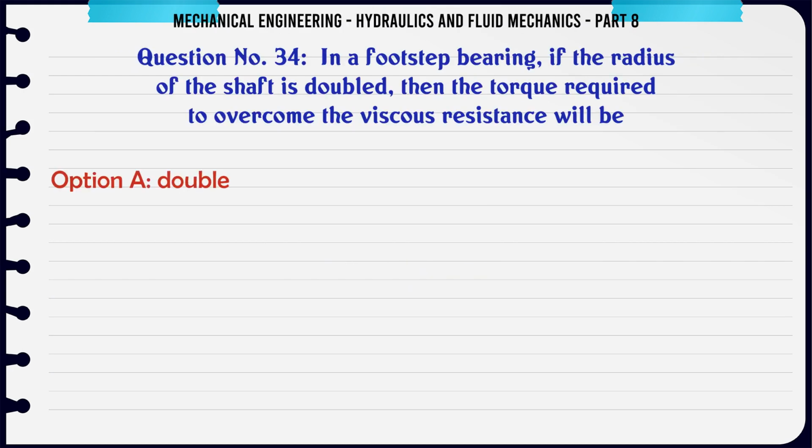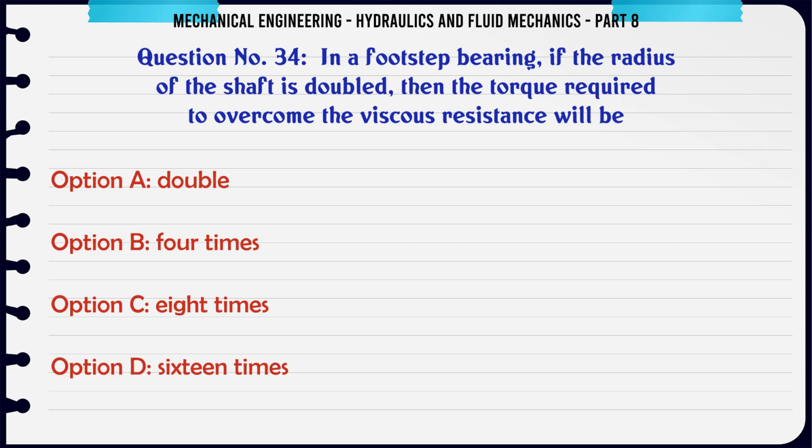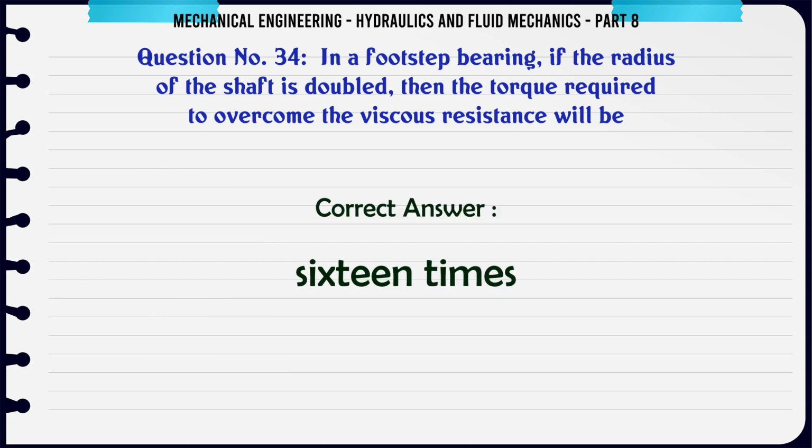In a footstep bearing, if the radius of the shaft is doubled, then the torque required to overcome the viscous resistance will be A. Double. B. 4 times. C. 8 times. D. 16 times. The correct answer is 16 times.